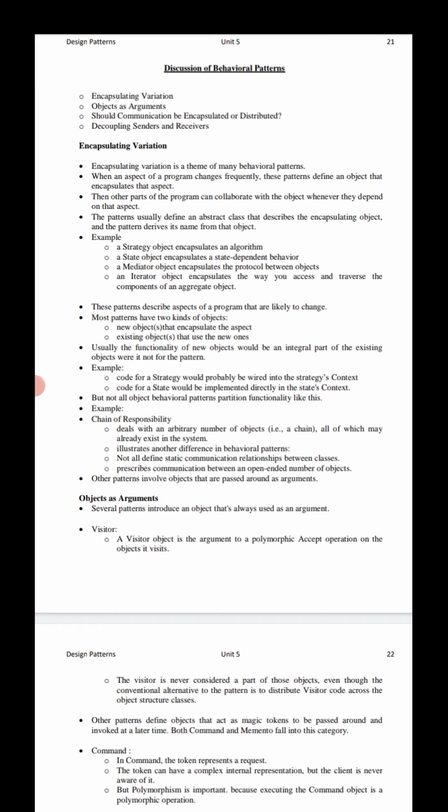For example, let us see the strategy design pattern, state design pattern, mediator design pattern, and finally the iterator design pattern. What is the main intent of the strategy design pattern? A strategy object encapsulates an algorithm. Strategy plays an important role in software design, especially since at runtime we can change it.